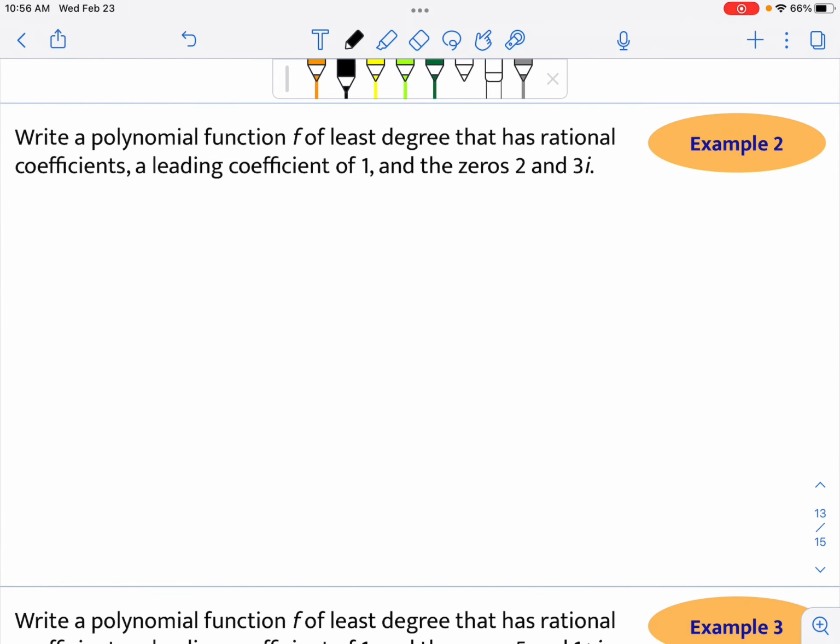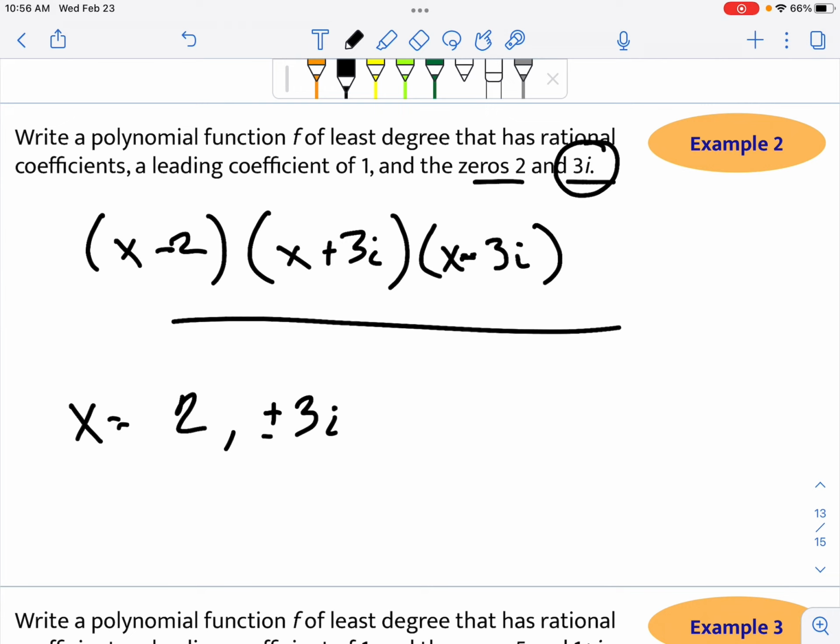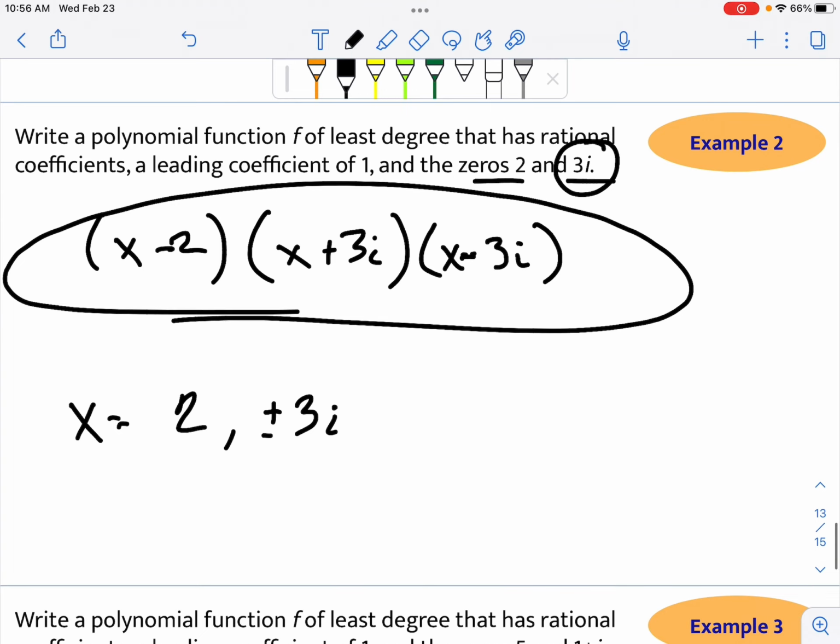Same idea, write a polynomial, leading coefficient of 1, zeros at 2, and 3i. Again, they don't say that positive 3i and negative 3i. That's just something that we are expected to know. So that means when we write our polynomial, we need a -2, we would need a positive 3i, we would need a minus 3i. That's it. Here would be our solution.